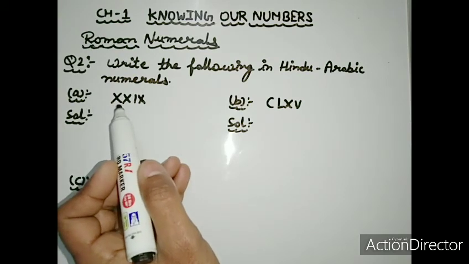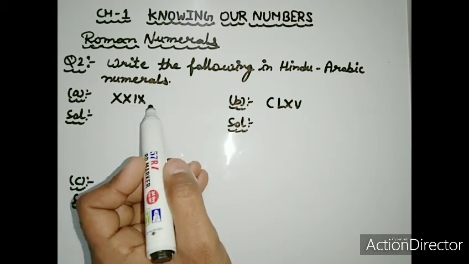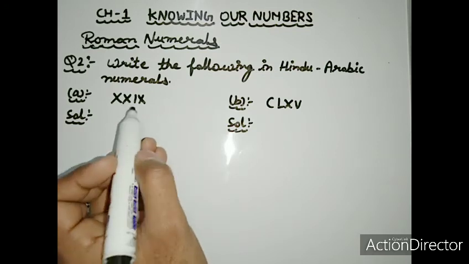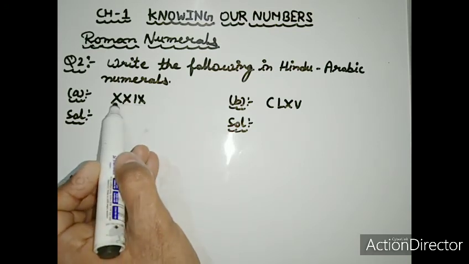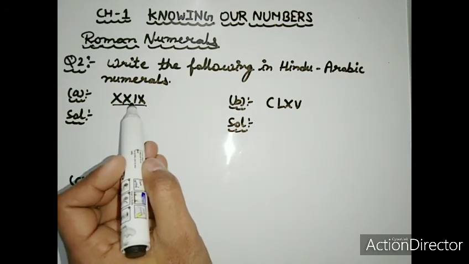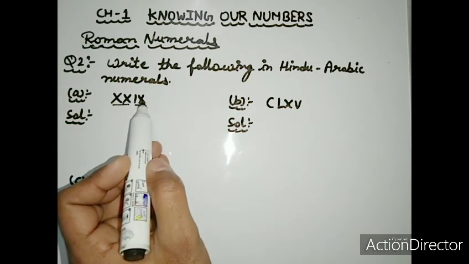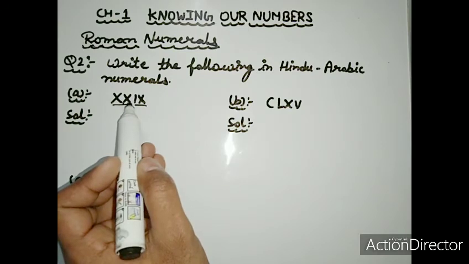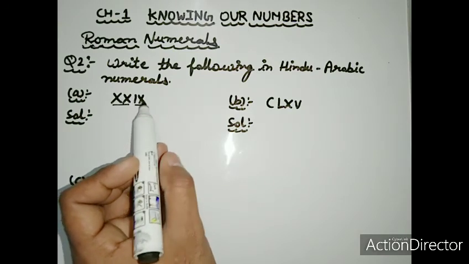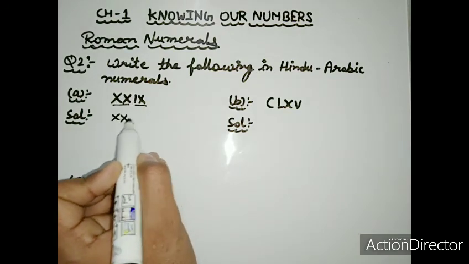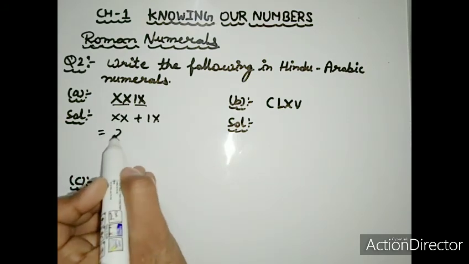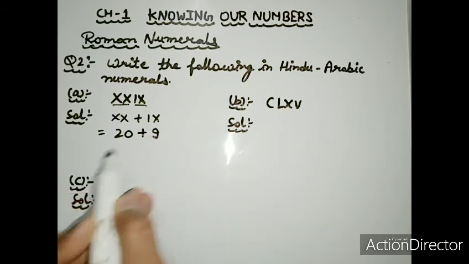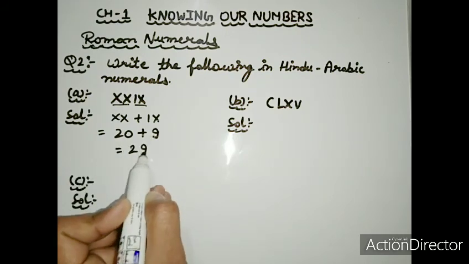Here the number is XXIX. So here you also know that we separate these numbers like XX and IX, because XX represents 20 and IX represents 9. So here XX plus IX. Now XX means 20 and IX means 9. Then we get the number 29 here.